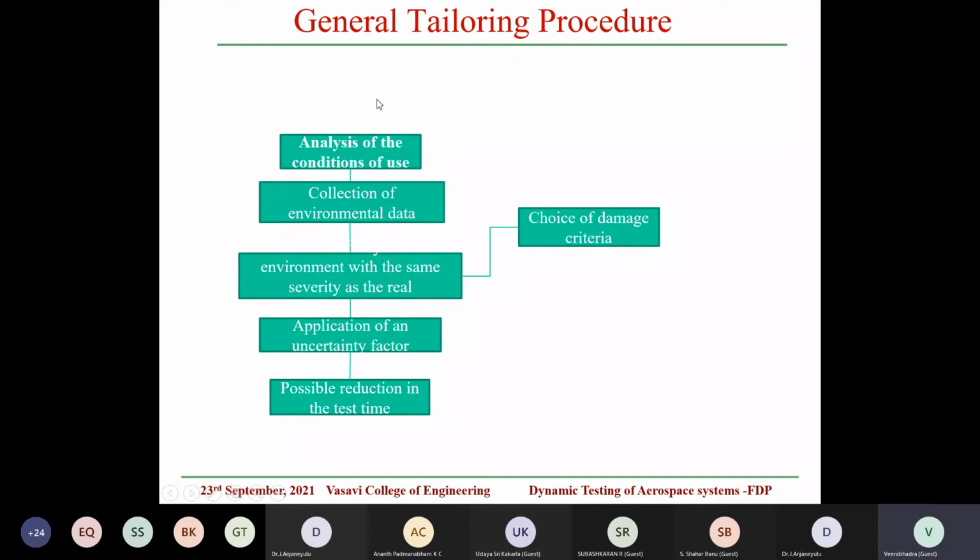That means if you want to simulate or derive the specifications, what do you have to do? First you have to know the life cycle of the product, so you have to use the analysis of the conditions of use. You collect all the environmental data of that system and then segregate them as per the severity and apply some uncertainty factor and reduce them into the test time. And also by using the appropriate damage criteria, whether they are qualified for vibration, shock, you can derive a test specification.